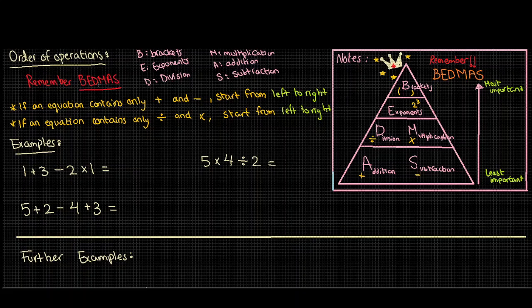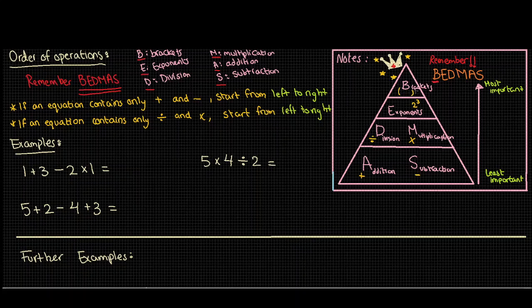For that, I need you to remember BEDMAS. It's very important. BEDMAS stands for the following. B is for brackets, E for exponents, D for division, M for multiplication, A addition, and S subtraction. And remember this pyramid. At the top of the pyramid, we've got the king of all of the operations, which is the brackets. And it also is the beginning of our word BEDMAS. Brackets is the most important.